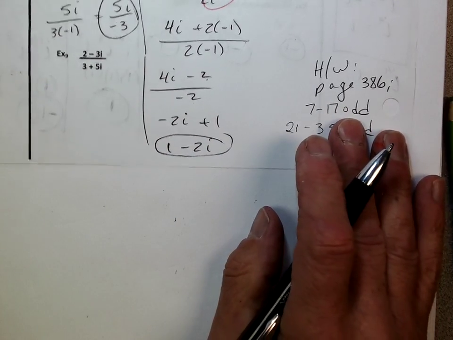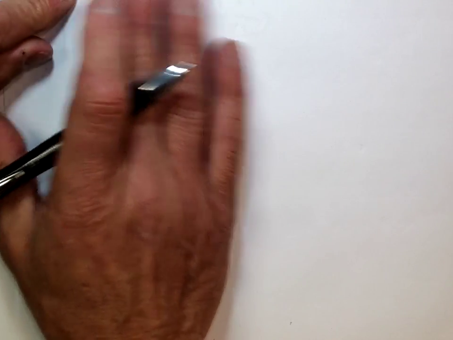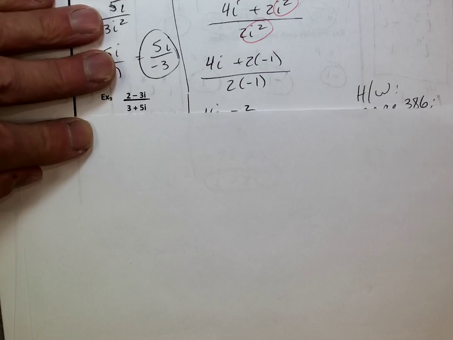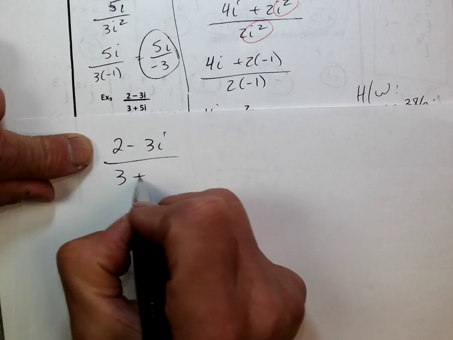Okay, example 9. Darn it, we need more room. I'm going to need more room. Okay, it's not going to fit. Forgive me. So I'm going to do it on a separate sheet of paper, okay? All right. 2 minus 3i over 3 plus 5i.